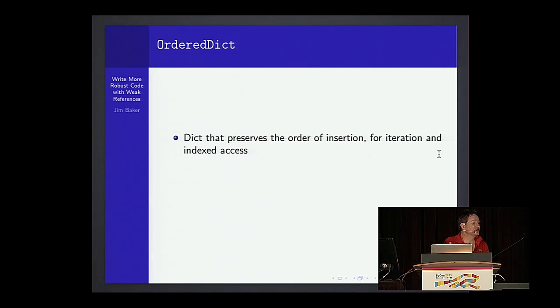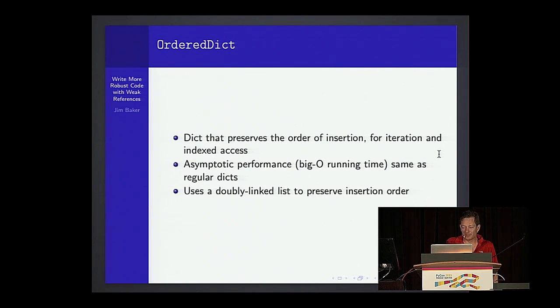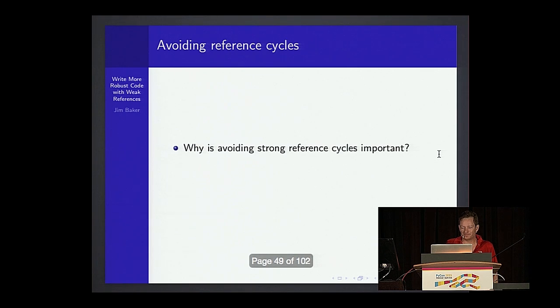That sounds like a good combination. And we might see this in OrderedDict, which is a great collection in the collections library. So it preserves the order of insertion. You can get that out when you iterate it or you index. And has great performance with the asymptotic performance being the same as regular dicts. And again, it uses this doubly linked list to preserve insertion order.